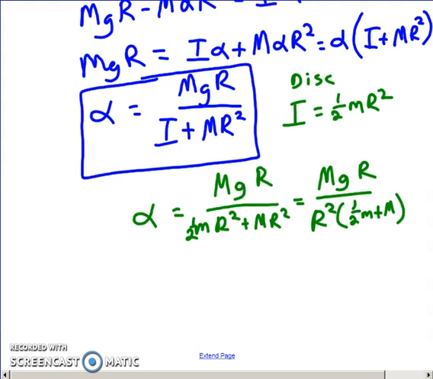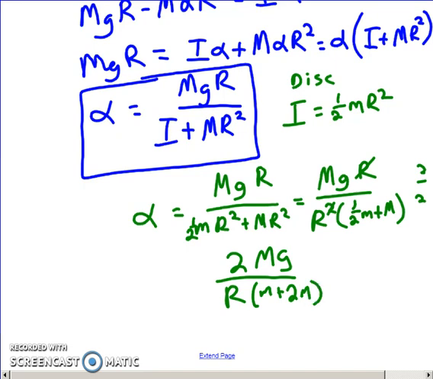And I'm just going to do one more thing. I'm going to multiply both by 2 over 2 because I can get rid of that half. And I see that the r comes out. So I'm going to have on top 2mg all over r times (m plus 2m). Right? When I multiply the denominator by 2, that canceled out, but I have to distribute the 2 through there. So there is our final solution for alpha.